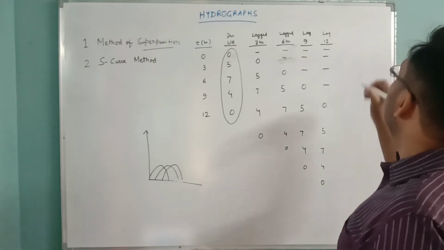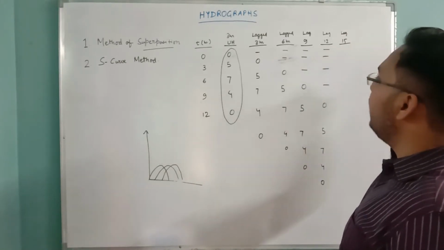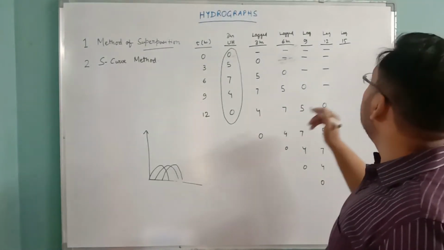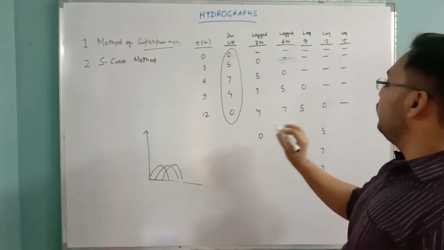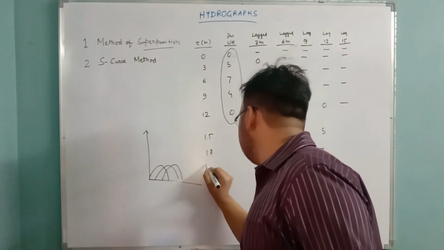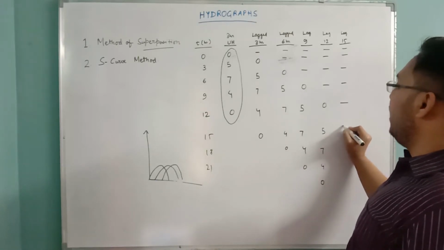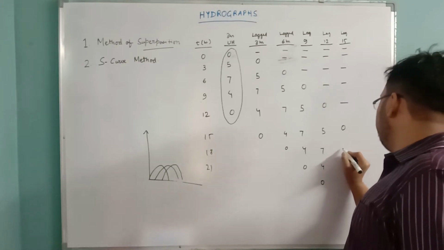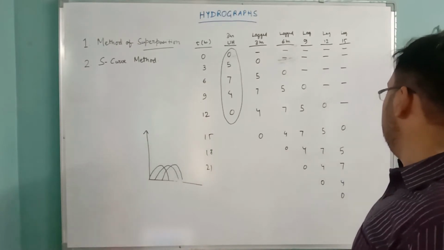Next, we lag it by 15 hours now. We'll just keep on lagging. The more we lag, the more accurate we are going to get. So up to 12 there won't be anything. Suppose this is 15, 18, 21. So this will be now starting from the 15th hour, that is 0, 5, 7, 4, 0.